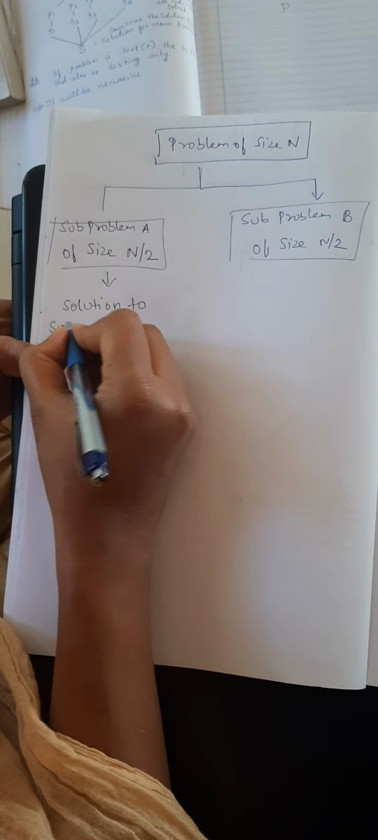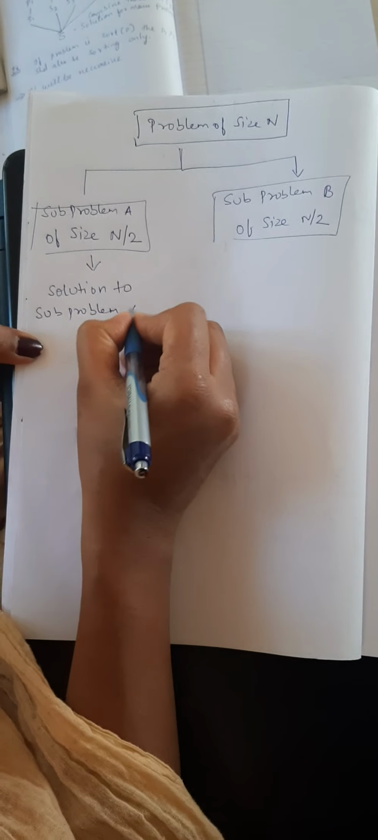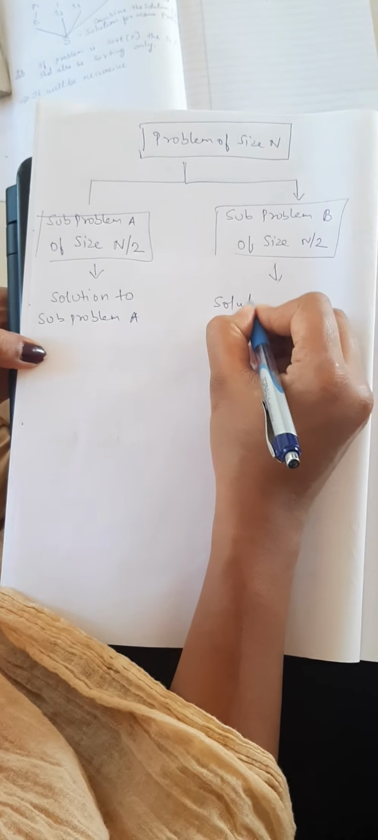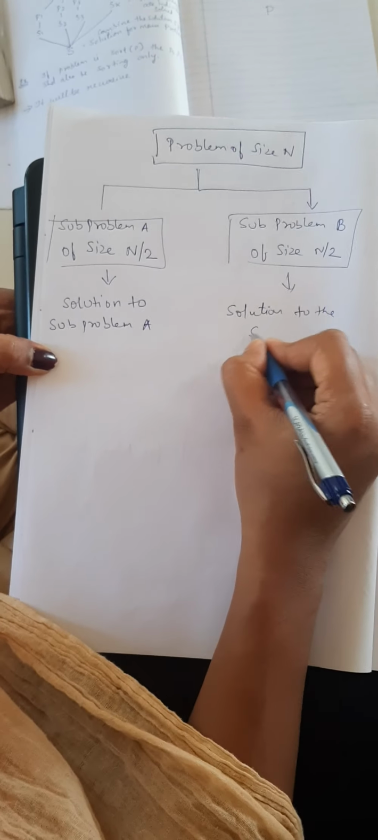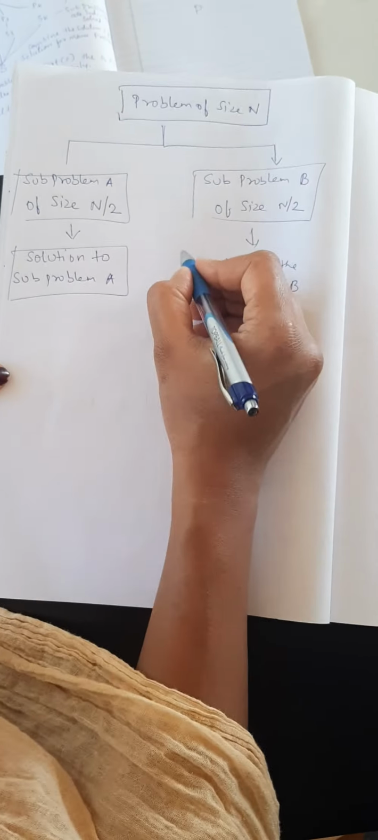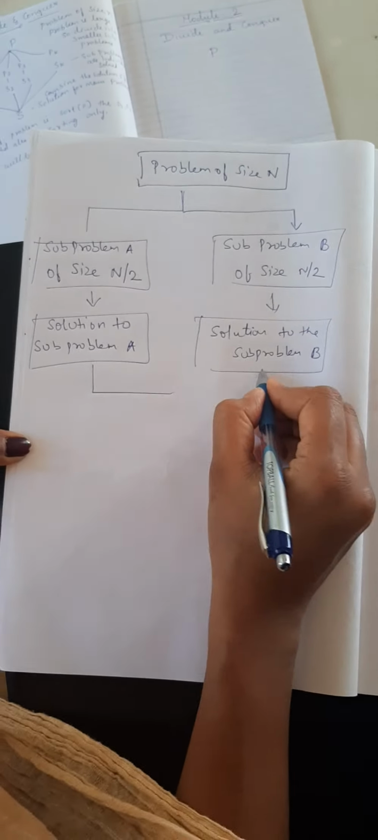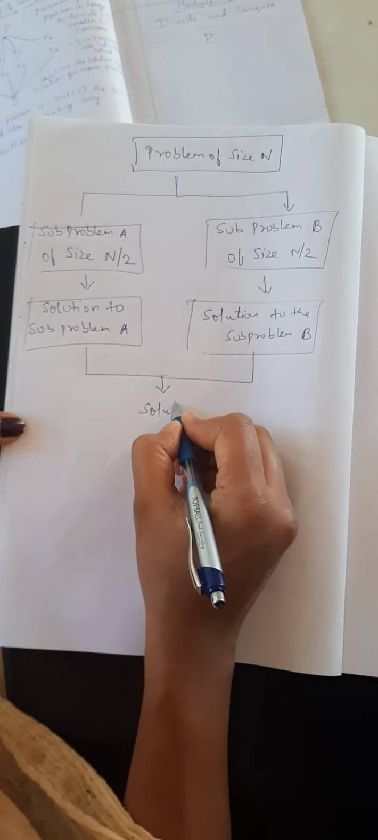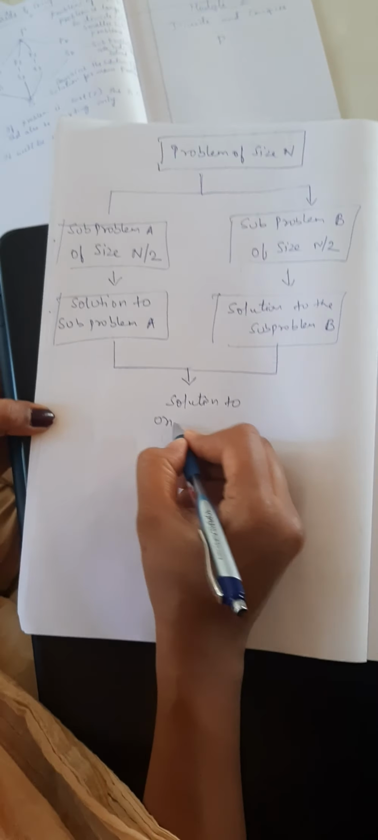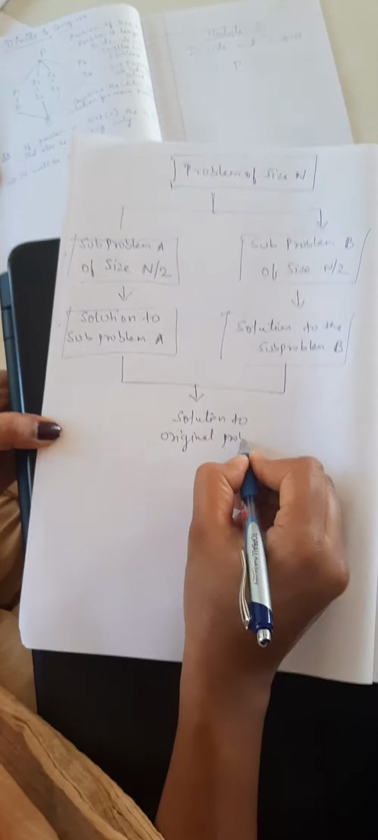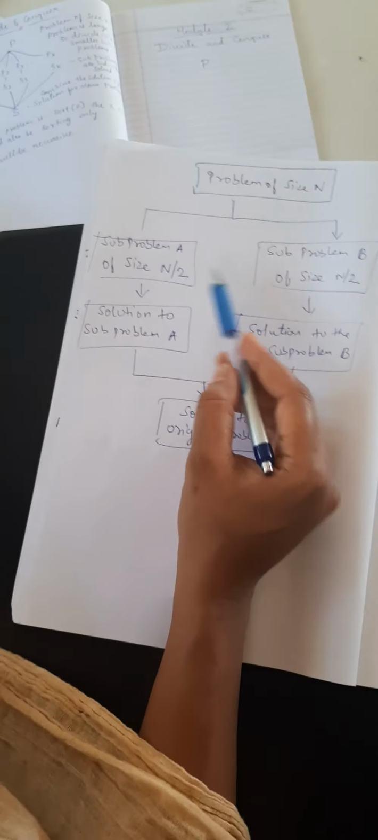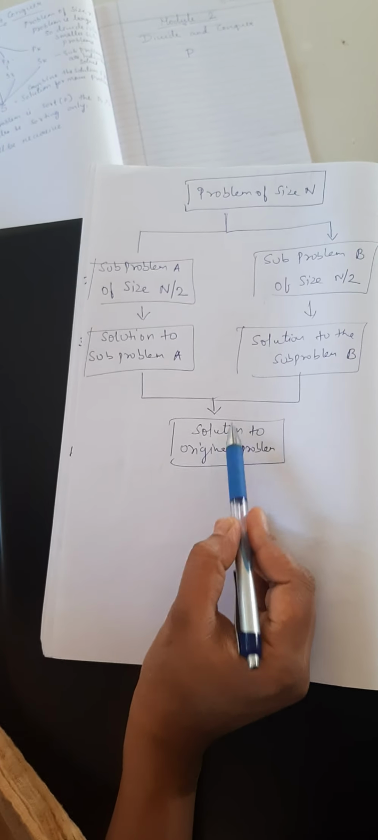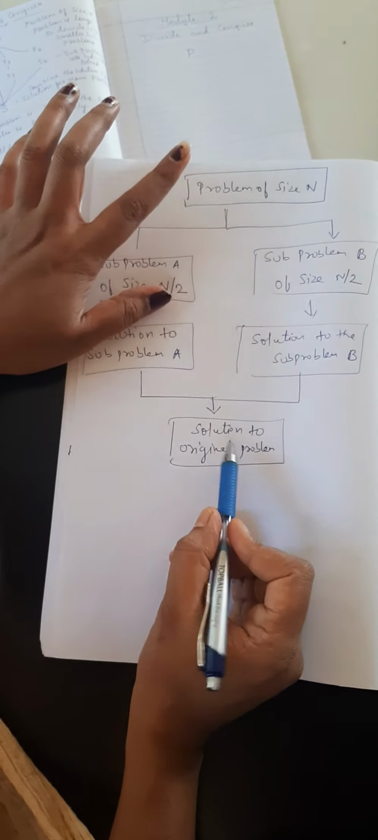So solution to the sub-problem A. This is again solution to the sub-problem B. So next, what is the next step? Divide is over, conquer is over. Next we are doing it combine. So this is the solution to original problem. So this is a problem of size n that is divided into sub-problem of size n by 2. We are finding solution for this sub-problem and we are combining and finding the solution for the original problem.